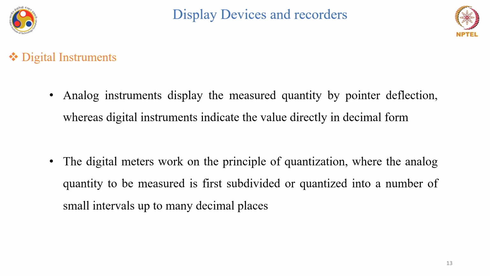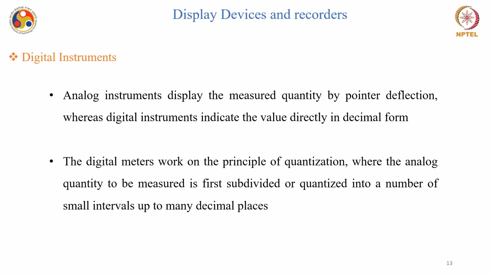However, we have digital instruments also, like digital voltmeters, which can be used to measure voltage, and you can modify them for other measurements also. Analog instruments display the measured quantity by pointer deflection. We have seen pointers for all kinds of instruments like PMMC, moving iron, electrodynamometer and so on. All these analog instruments display the measured quantity by pointer deflection, whereas a digital instrument indicates the value directly in decimal form.